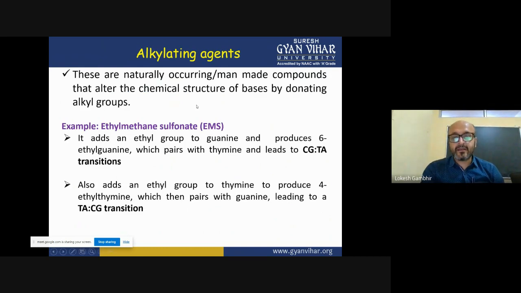A classical example is EMS, a very potent mutagen regularly used in the lab also. That is ethyl methane sulfonate. Now what is it doing? It will add an ethyl group to the guanine residue.